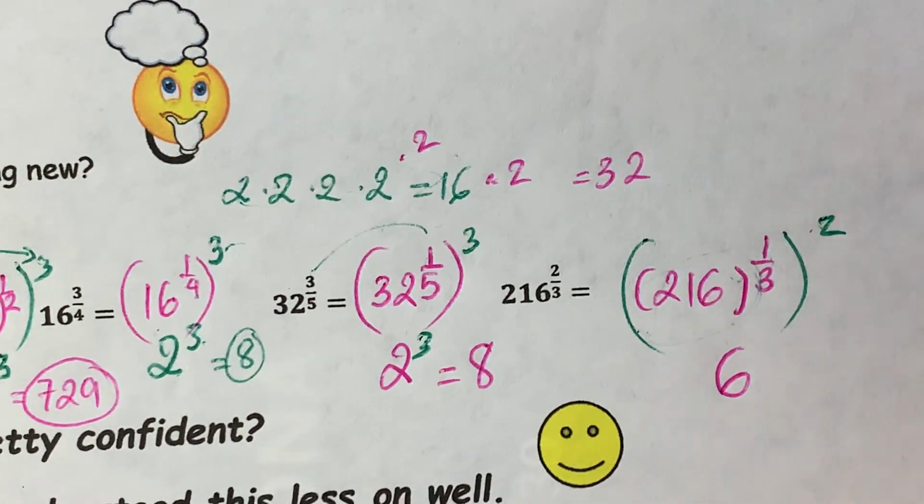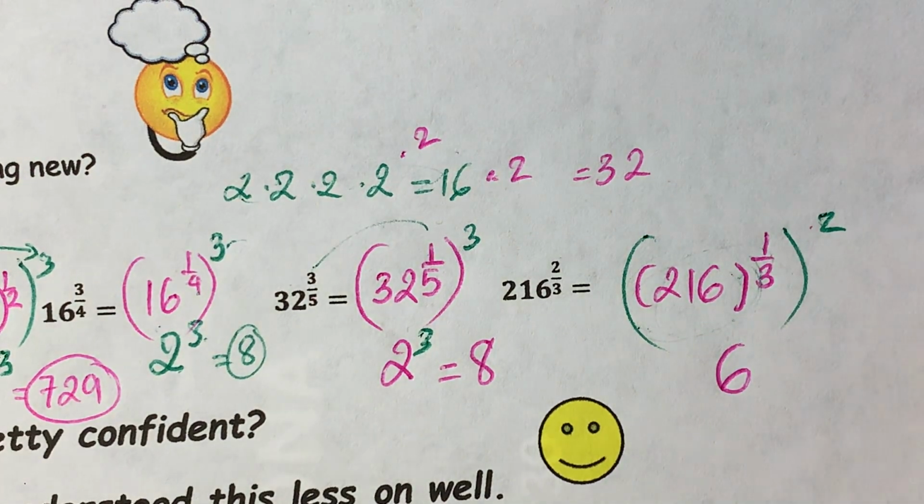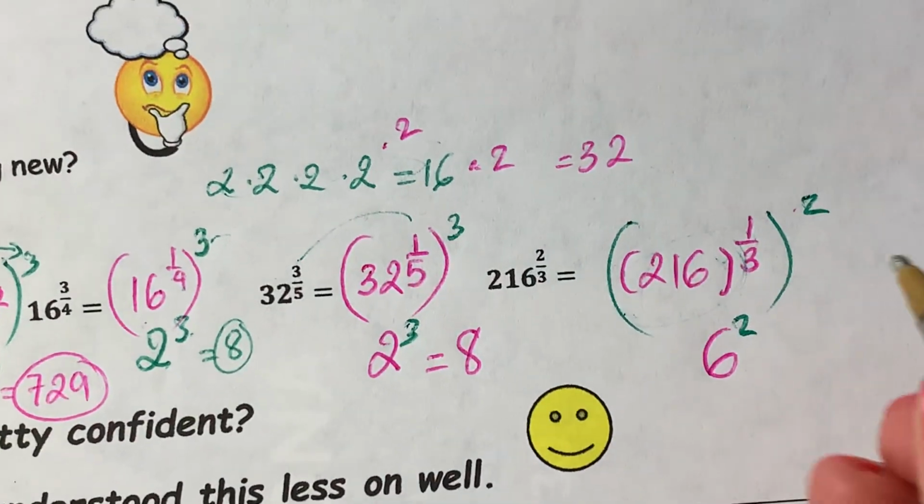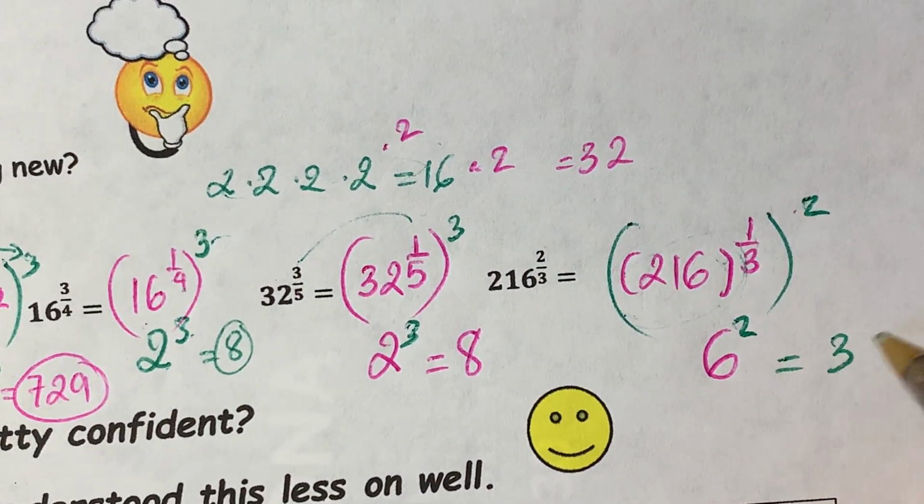And then raise it to the second power. How much is 6 squared? Well, it's just gonna be 6 times 6. 6 times 6 is 36.